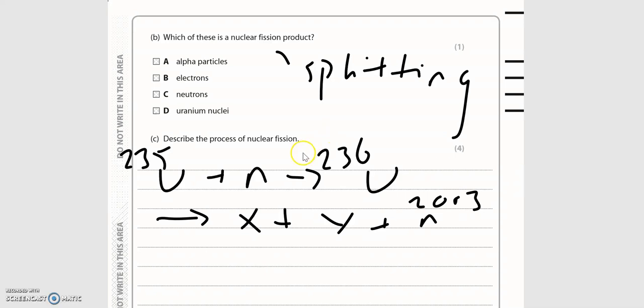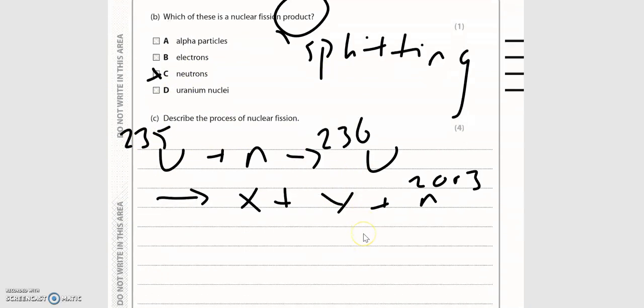You have to know that it's uranium-235 that briefly turns into uranium-236. You need to know that level of detail. Now, within this equation, which of these feature? So we don't see any alpha particles, electrons. We don't see any uranium nuclei, as a product. So it's there as a reactant, but not as a product. So your answer can only be C.